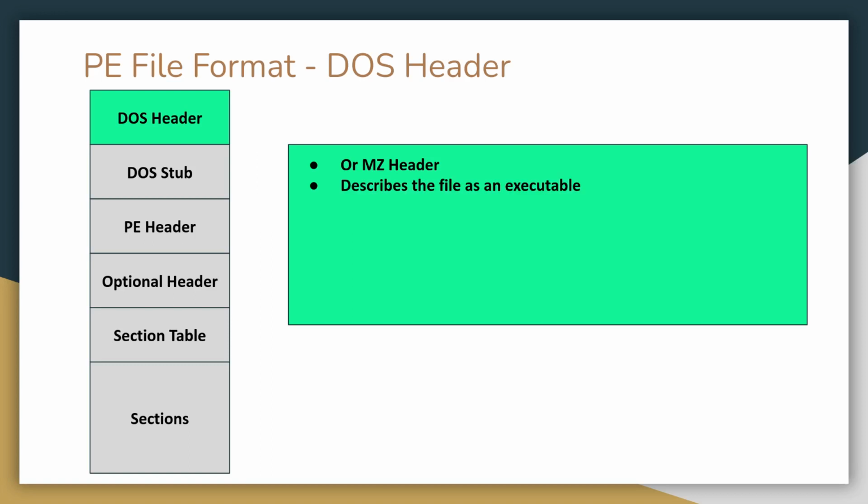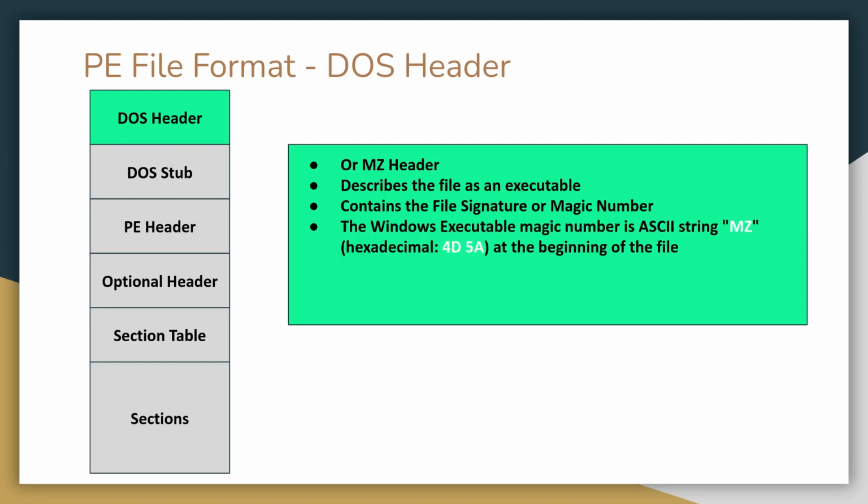So in the DOS header, that's where you're going to see it defined as an executable or not. It also contains the file signature or magic number, which we went over in the previous video, how we found that magic number by looking at the DOS header. In the file it said it was a .jpeg file, but when we looked at it, it was actually a .dll, which is a portable executable. And like I said before, the Windows executable magic number in ASCII is the string MZ, and in hexadecimal is 4D5A at the beginning of the file.